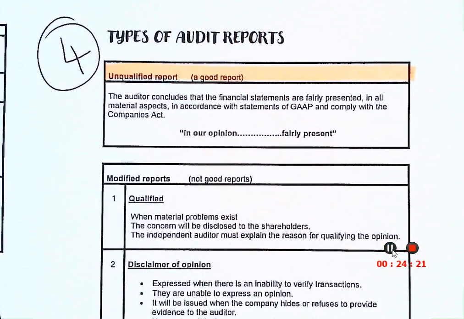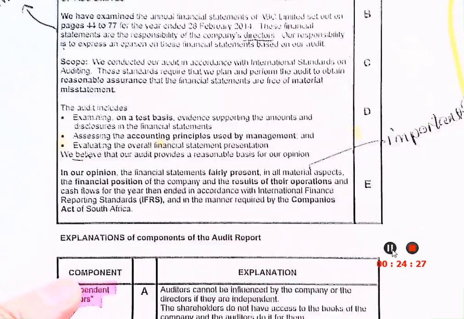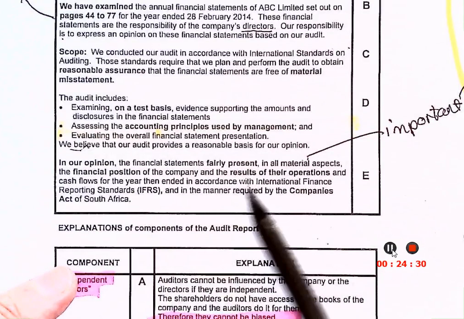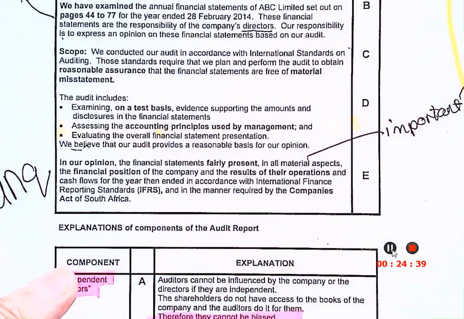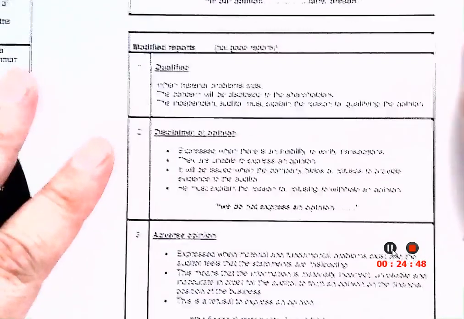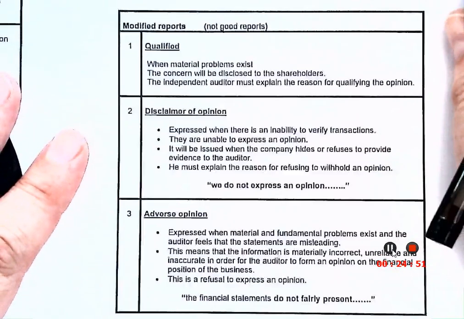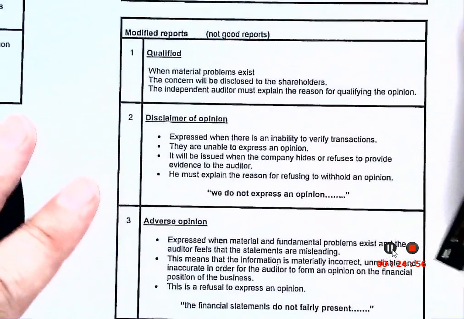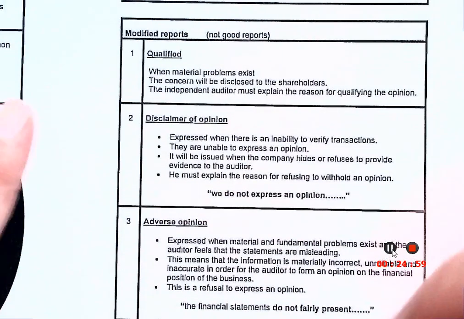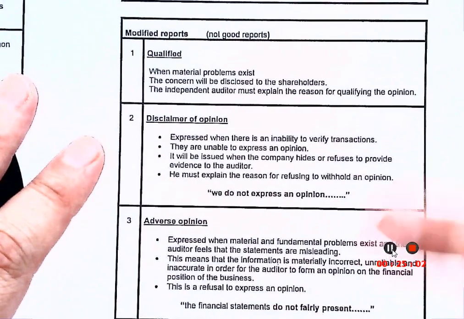Okay? And remember when we read this one here, it says, in our opinion, it fairly presents in all respects, blah, blah, blah. Once you see that, you know this is unqualified. I didn't insert more words than the basic form. You see that? Now look at the bad reports. They call it modified reports or not good reports. Because in South Africa we don't use words that can make people feel bad. But this is a bad report. Okay, you don't want this.